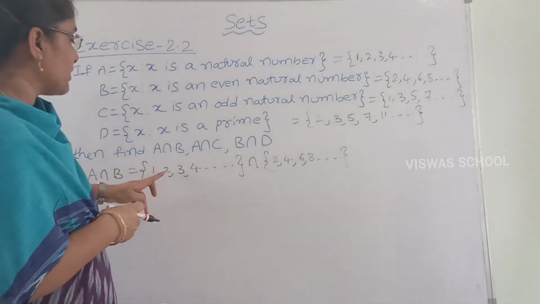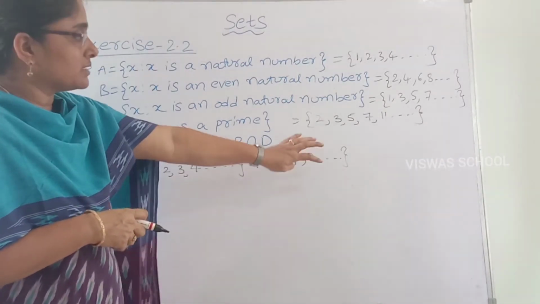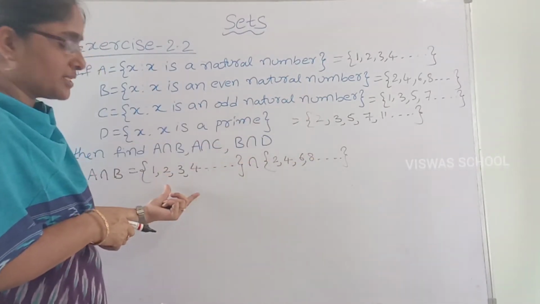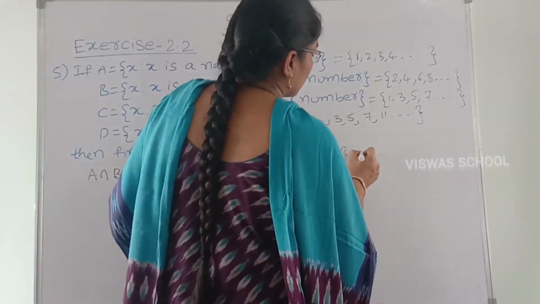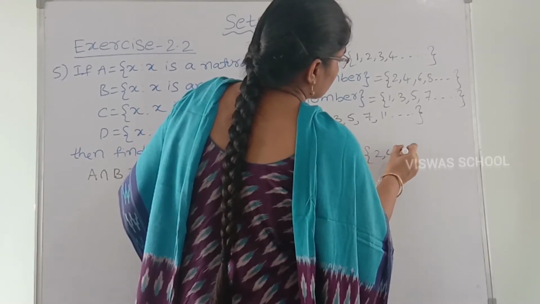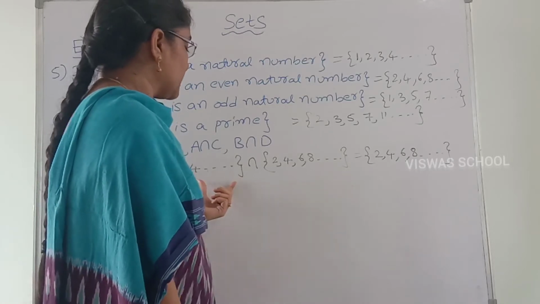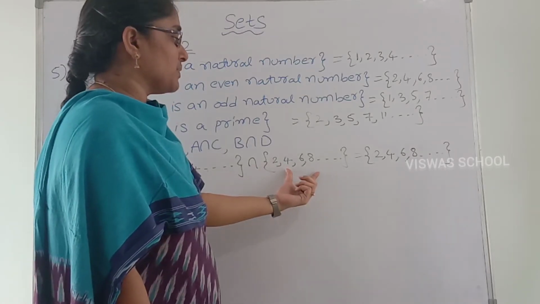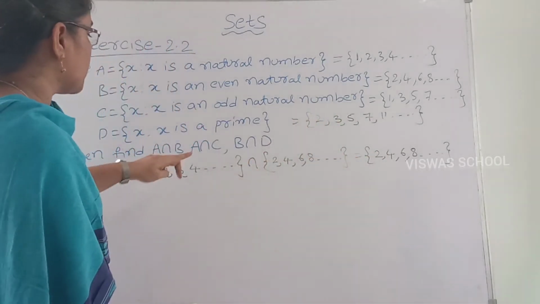What are the common elements? This is the natural number set and this is the even number set. These even numbers you write from only natural numbers. Then their intersection is equal to what here? This is 2, 4, 6, 8, and so on. Here it is natural numbers and it is even numbers. That's why it is only even numbers.